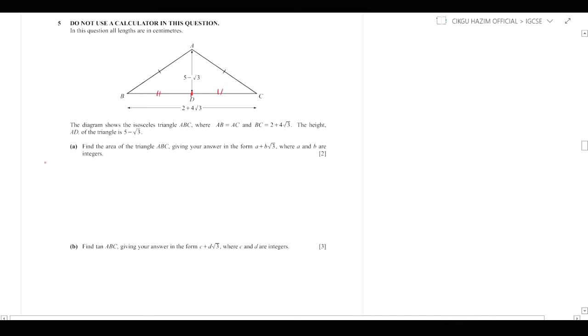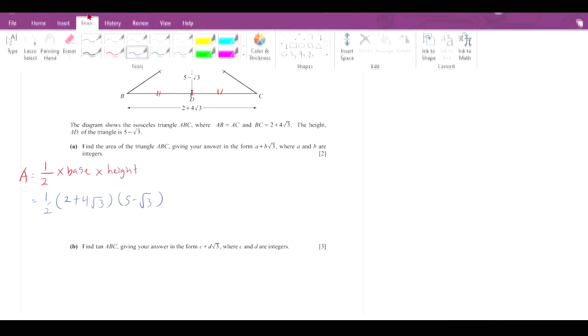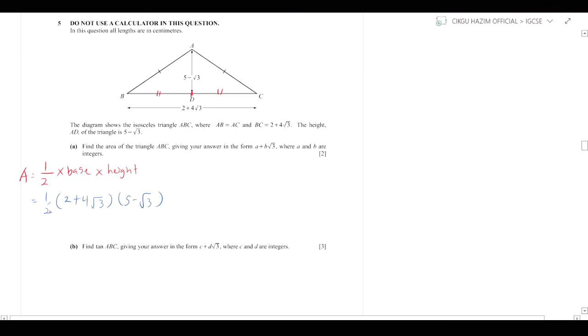The area of the triangle is always 1 over 2 multiplied by base and multiplied by height. That's always like that. So 1 over 2 multiplied by the base length, 2 plus 4 root 3, and multiplied by the height, 5 minus root 3. You can simplify here: 1 over 2 multiplied by 2, the 2 cancels to 1, and the 4 becomes 2. Then what do we have? It's 1 plus 2 root 3 multiplied by 5 minus root 3, and here we can expand one by one.